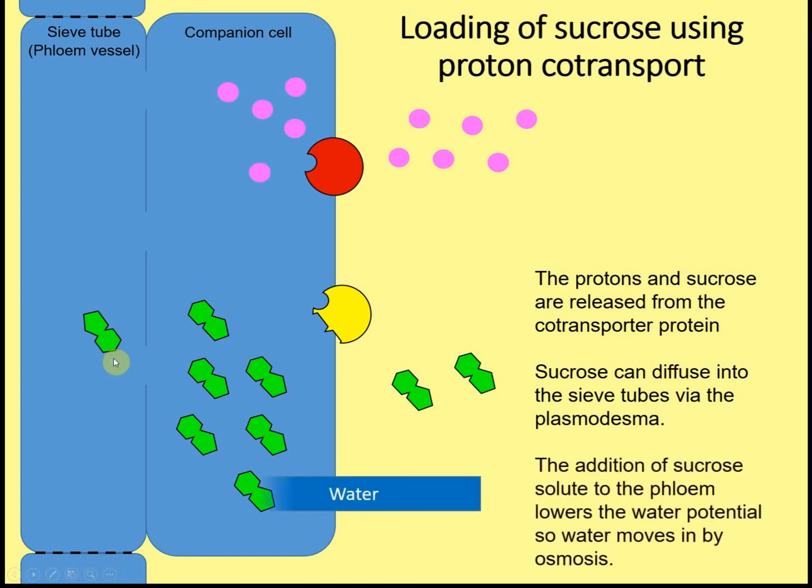And the addition of sucrose, as we've already mentioned, lowers the water potential and water moves in by osmosis, creating that higher hydrostatic pressure in the sieve tube element at the source compared to the sink. So the sucrose will flow with the water in solution towards the sink.